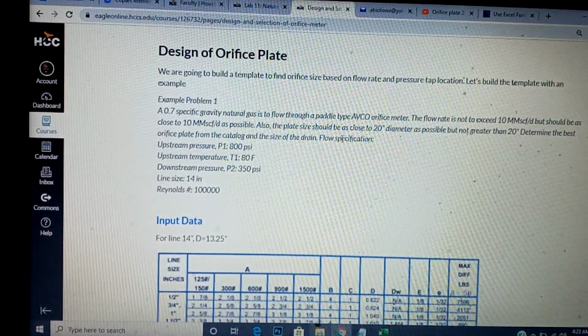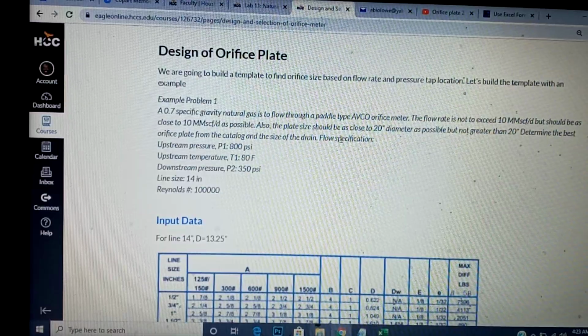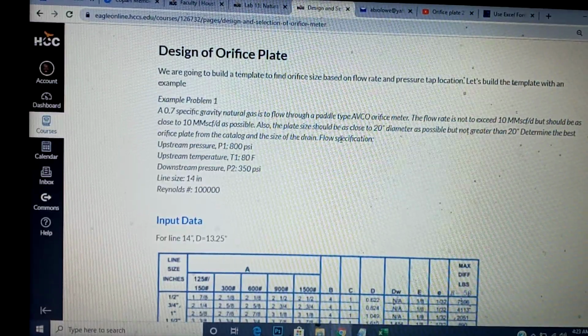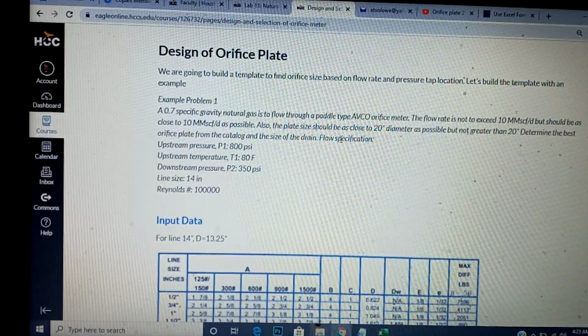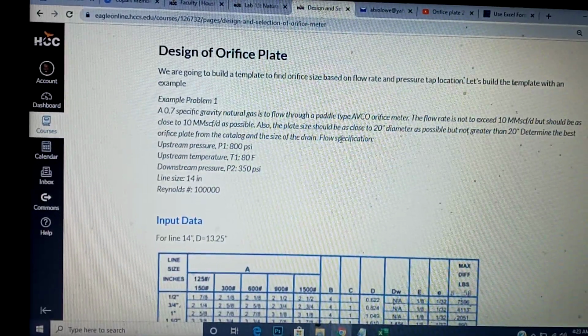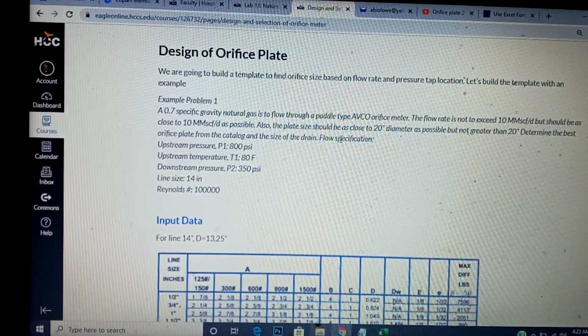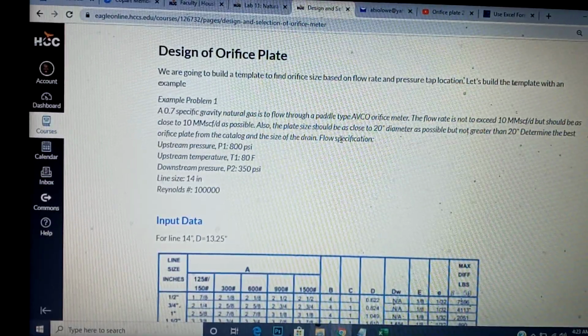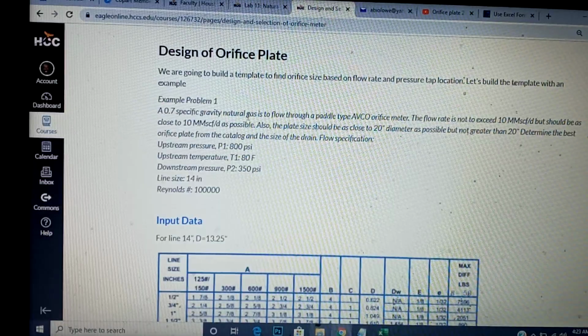In this video, I'm going to demonstrate how to design a template to select an orifice plate. Now, this is going to be your lab 12. So the first thing I want to do is to look at my given parameters. 0.7 specific gravity.